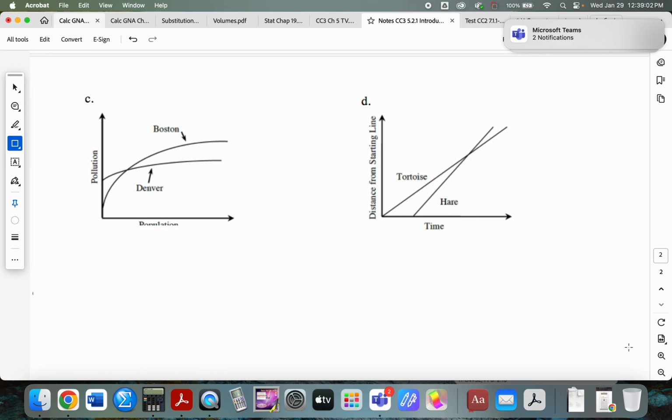It also shows how the hair passed through tortoise. Which is calm. It also shows where the hair passed through.